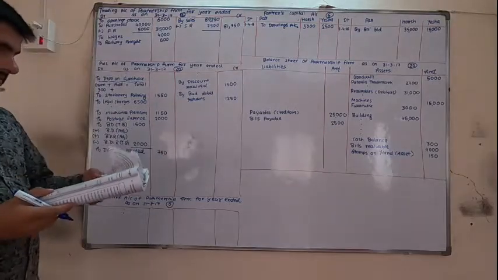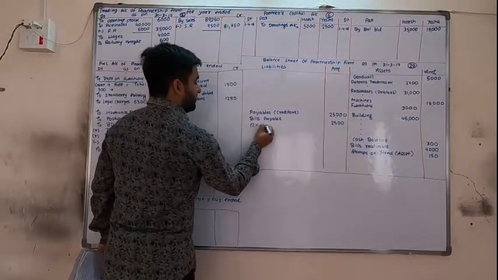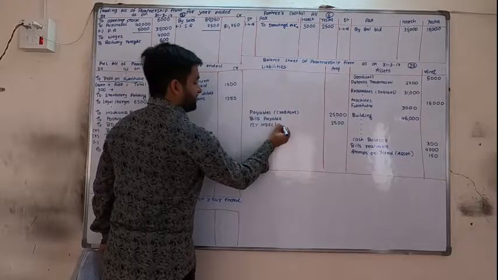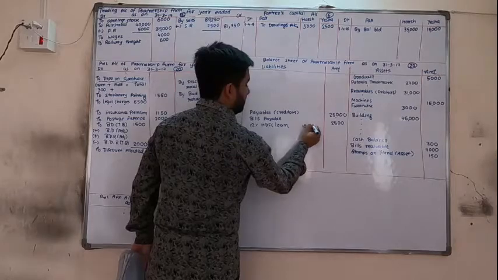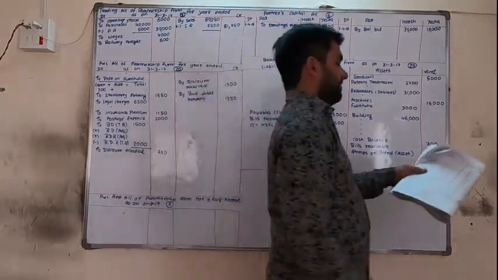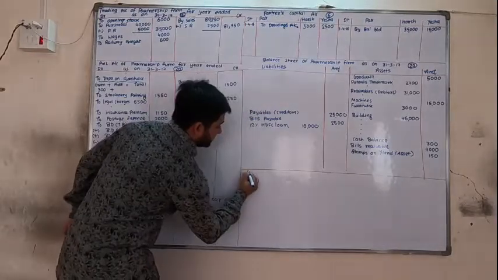Next we are having 12% HDFC loan. So on the liability side in the inner column, 12% HDFC loan. In the inner column 10,000. Now we need to calculate interest for it. So let us calculate the interest in calculation number 1.